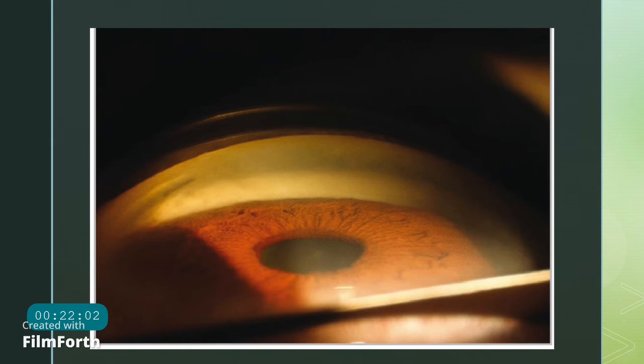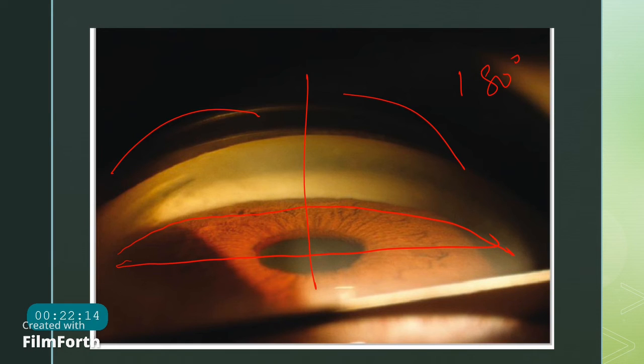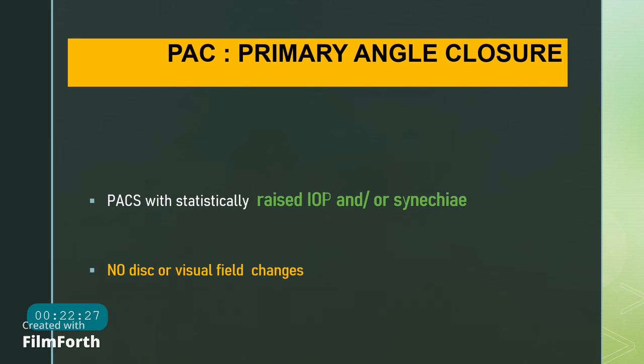So if you can see this gonioscopic picture, none of the angle structures are seen. Almost, if you consider this is about 180 degree quadrant, so you can see, okay, if you divide, this is 90, this is 90, so total 180 degrees you cannot see. And in this patient the pressure is normal, the visual fields are normal, optic disc is normal, there are no synechiae which we can see, and therefore this is a case of primary angle closure suspect. The second is primary angle closure.